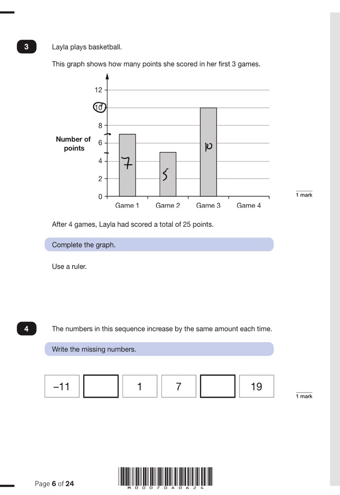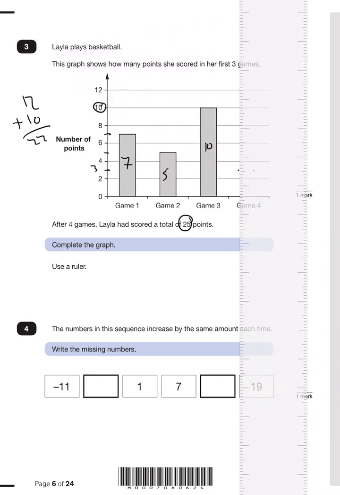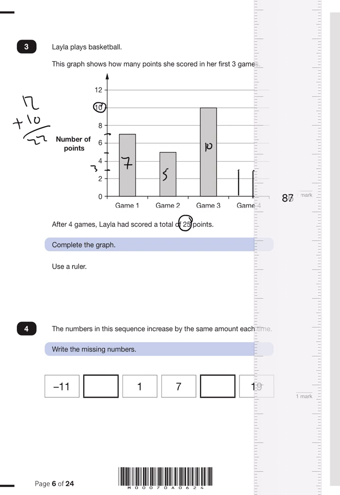7 and 5 is 12, plus another 10, that's 22. She scored a total of 25. The difference between 25 and 22 is 3. 3 is between 2 and 4. So game 4 would be 3 points. And we need to draw that now on this graph.